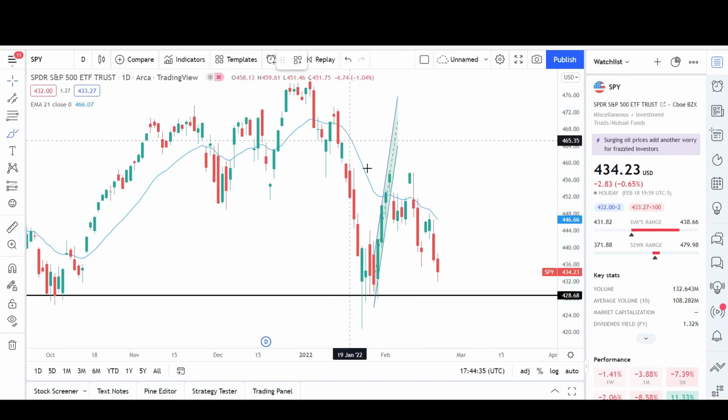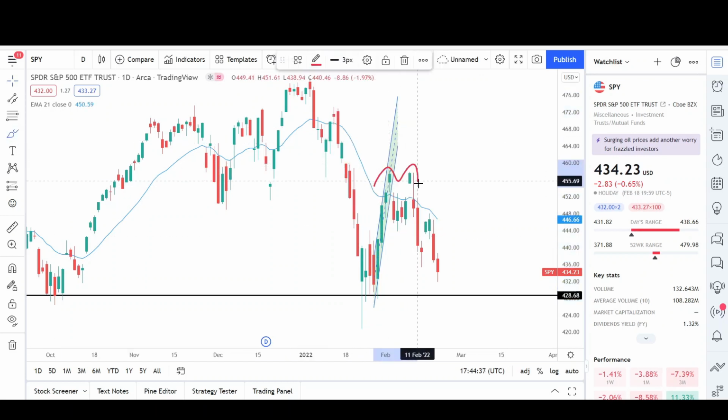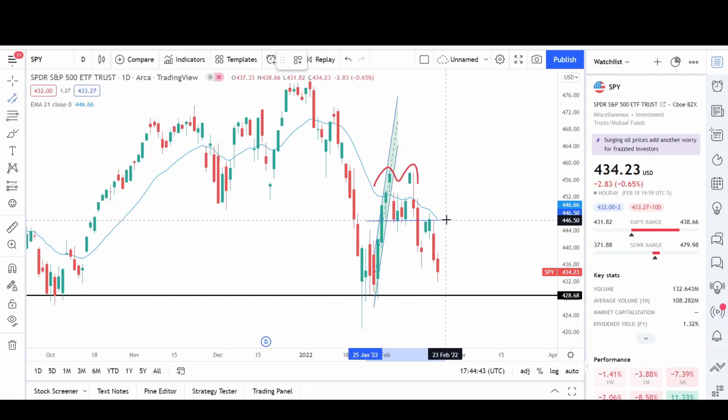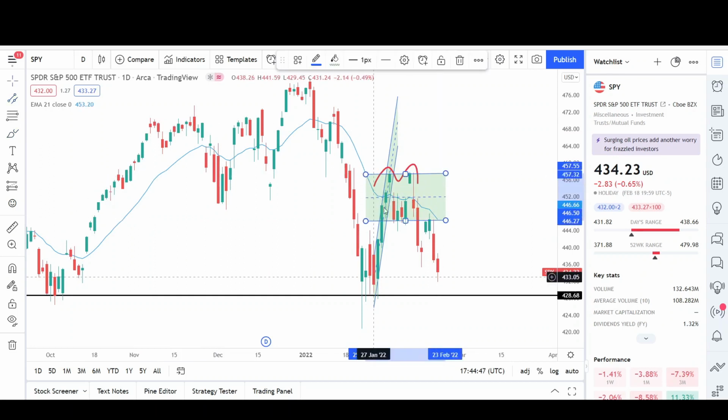But then prices created a double top pattern. You can see the double top right here, just a small one, and prices just stayed inside a range pattern before breaking out lower. So we had a channel working higher, we had a range, and then we had a double top, and then prices just got bearish and sold off.